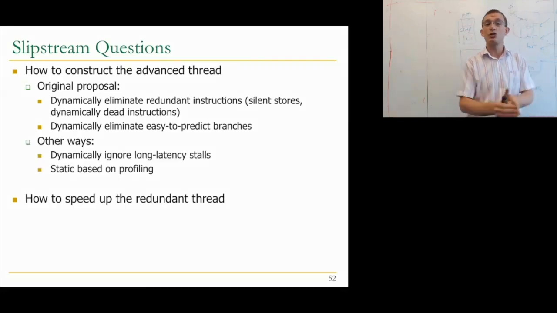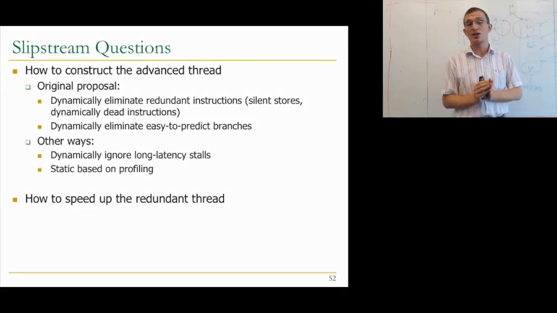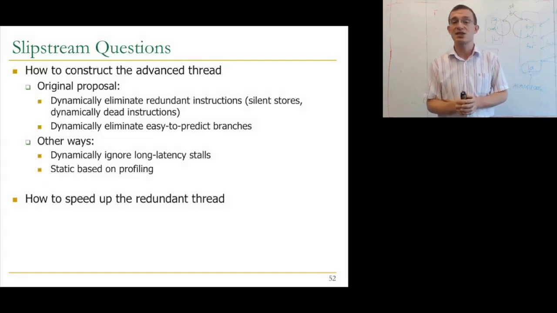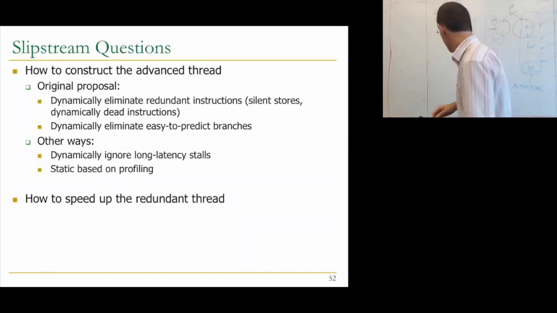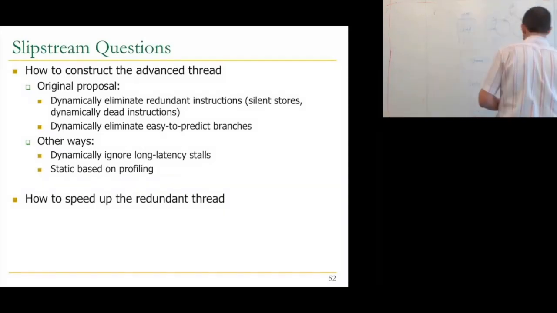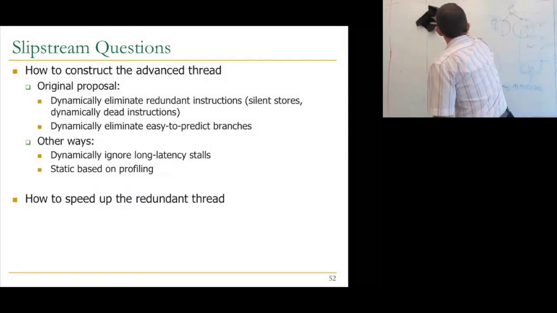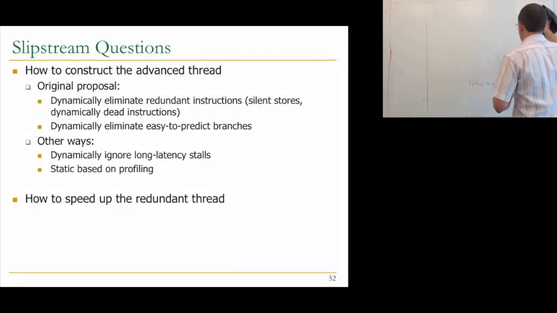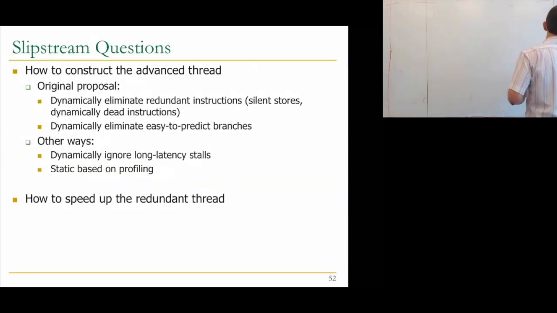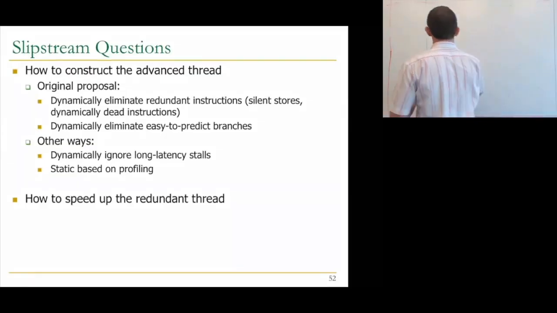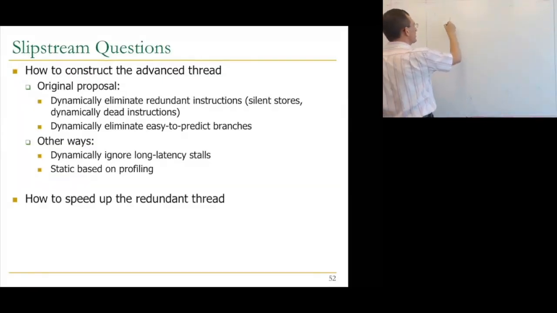You can dynamically ignore long latency stalls, just like runahead execution does, right? When you get to a long latency cache miss, you ignore it and you keep going. This way you can create an advanced thread. And remember the Sun Rock processor that we discussed in the multi-core lecture? That's essentially what they did, in a sense. You can think of that as an advanced thread and a redundant thread, and that's what they called it. You have an advanced thread that dynamically ignores long latency cache misses, in that case L1 cache misses, the A thread.